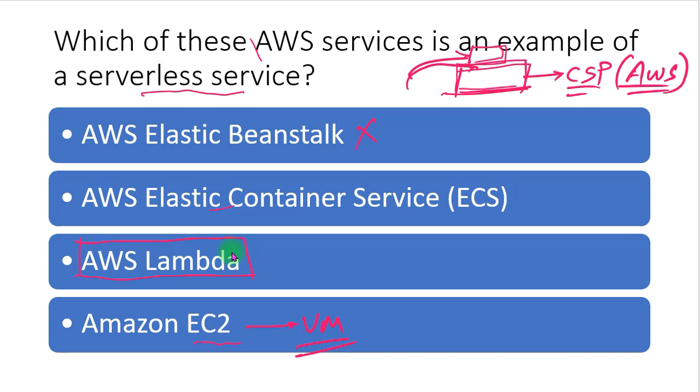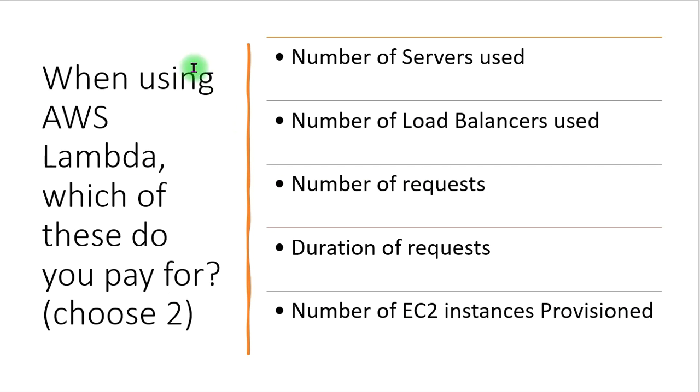Let's talk about the next question now. This question is again related to AWS Lambda. They are asking, when using AWS Lambda, which of these do you pay for? Number of servers used, number of load balancers used, number of requests, duration of the request, number of EC2 instances provisioned. As we already understand, AWS Lambda is a serverless service.